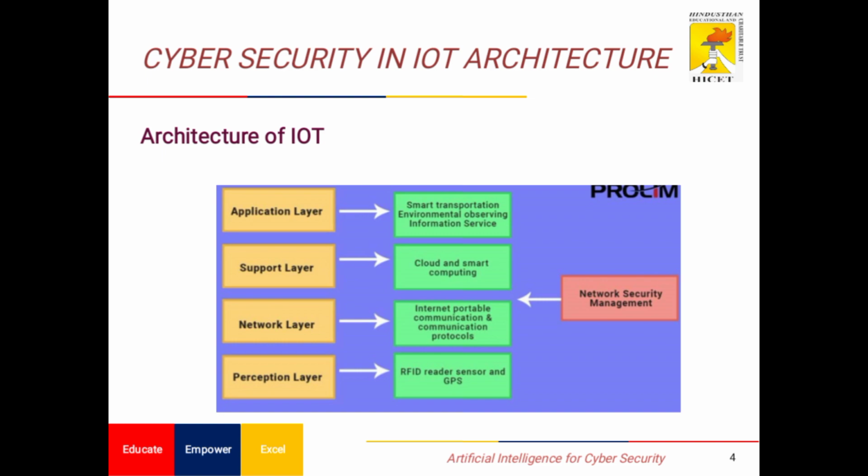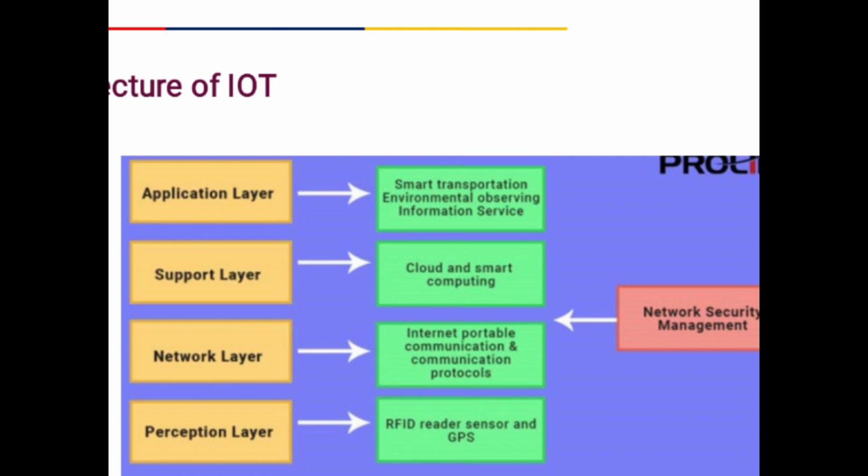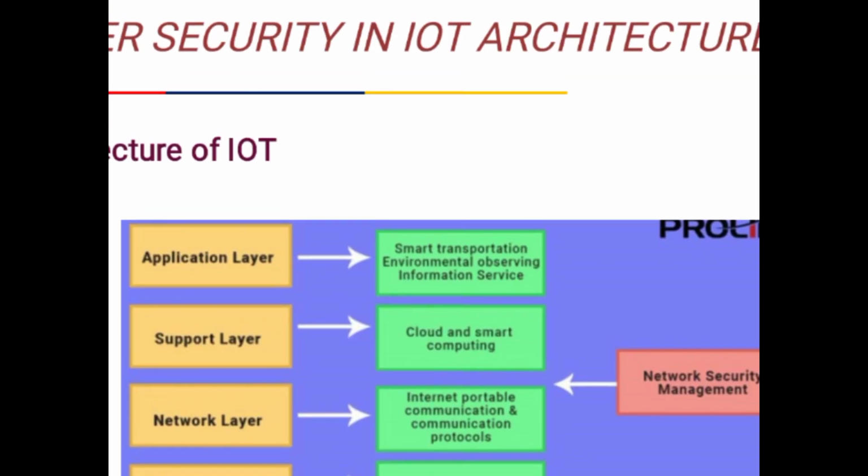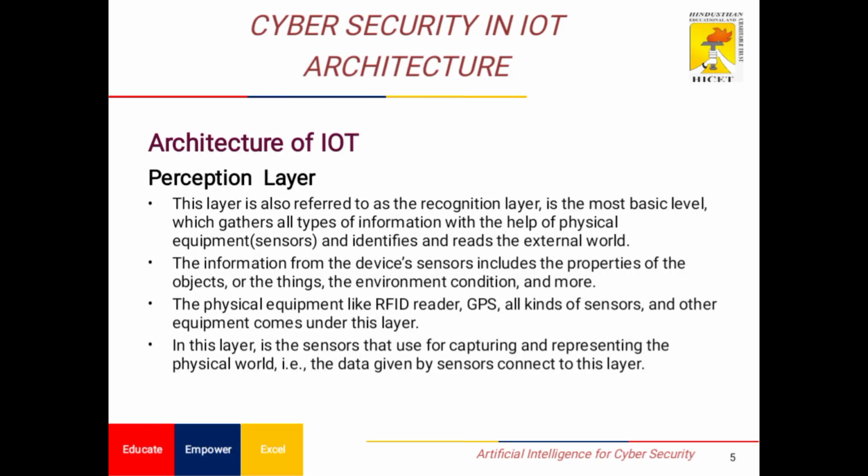The next topic is the architecture of IoT. From bottom to top, the first is the perception layer, then the network layer, support layer, and application layer. The perception layer has sensors, RF readers, RFID readers and GPS trackers. The network layer means internet, portable communication and communication protocols. The support layer means storing the information through smart computing, cloud computing, etc. The application layer is the user-friendly smart transportation, environment observing and information services. At the bottom is the perception layer.